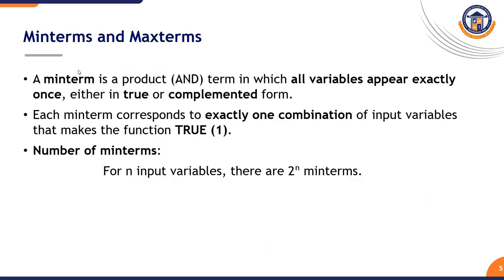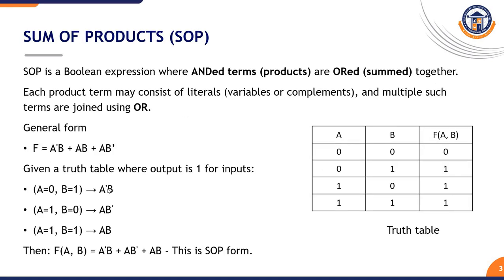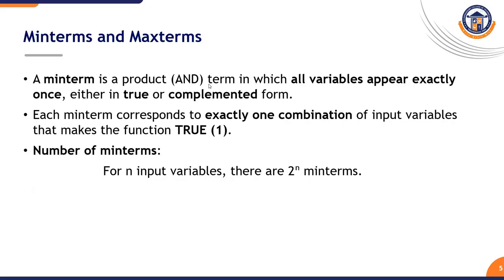then it is called the product of sum form. Then what are minterms and maxterms? This product term is otherwise called the minterm. A minterm is a product term in which all variables appear exactly once.